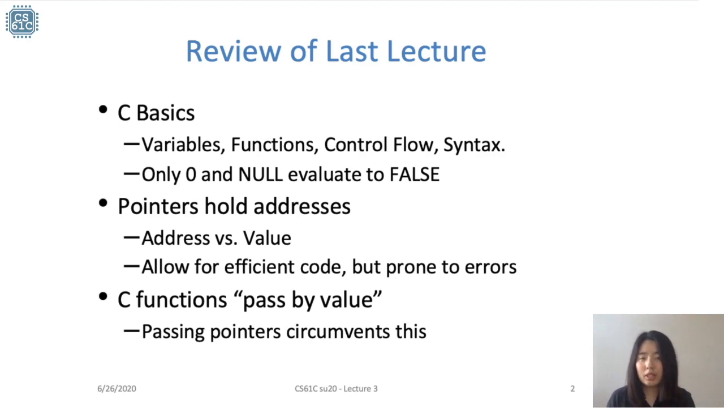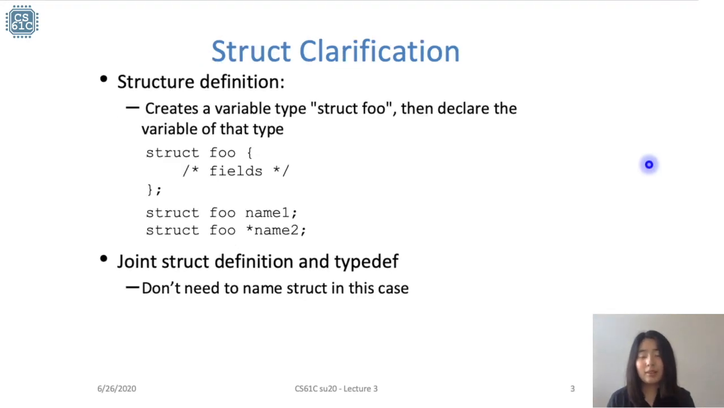We also learned that C passes parameters by value, which means the function gets a copy of the parameter. So changing the copy cannot change the original. But if we pass pointers into the function, we can then modify the value by dereferencing it. Here, I want to make a small clarification about struct.